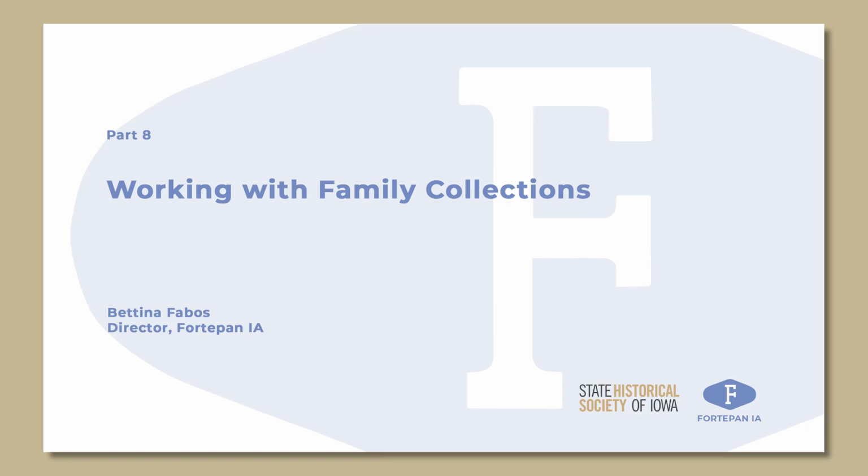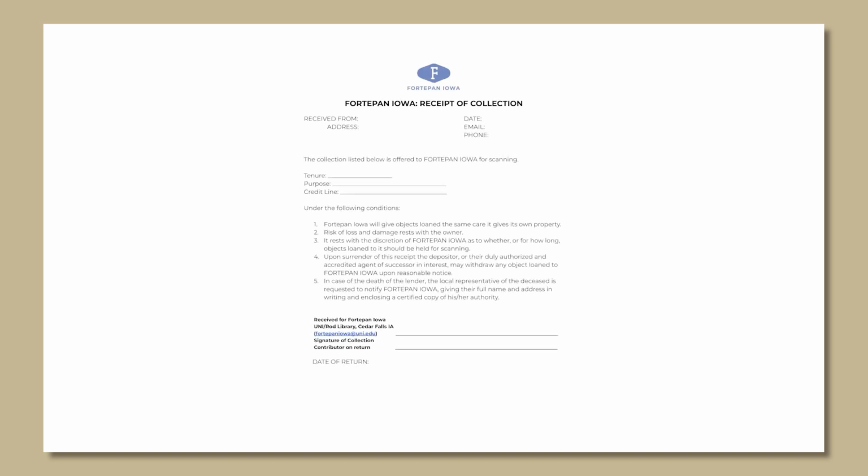We have three forms that we use for the Fortifun Iowa platform. The first is the receipt of collection form. This documents the contents of a collection when it comes in, allowing us to keep track of all content. It contains the conditions of the agreement and an inventory list of every item on loan.